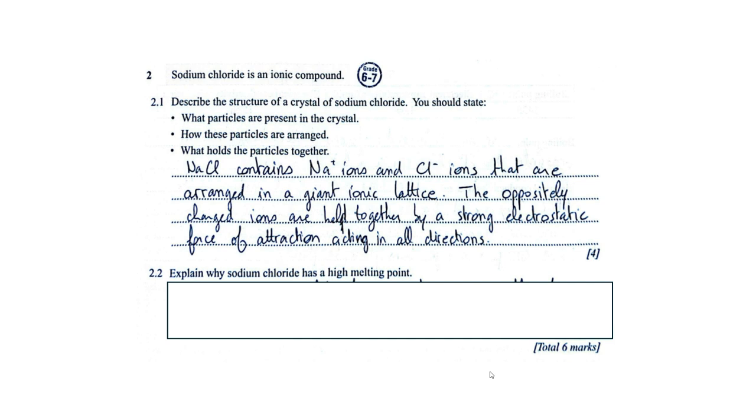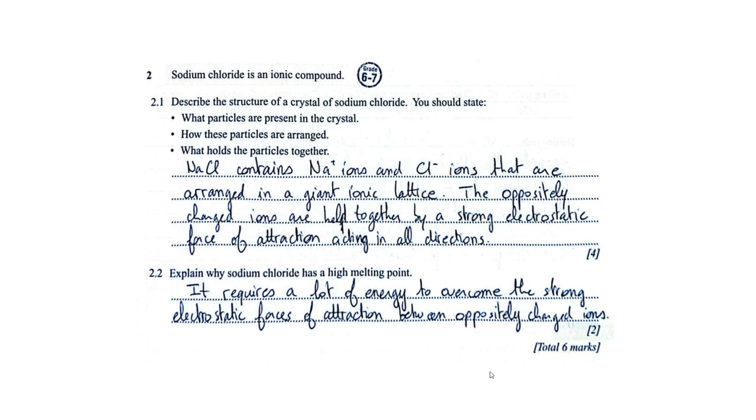Explain why sodium chloride has a high melting point. It requires a lot of energy to overcome, or to break, the strong electrostatic forces of attraction between oppositely charged ions. It requires a lot of energy to break ionic bonds. Therefore, it has a high melting point. You have to heat them up a lot to break those bonds.